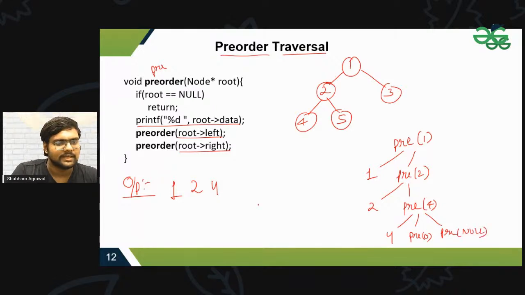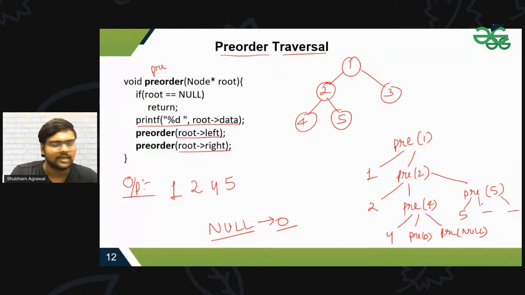And in C, the null value is 0, so you can write 0 instead of null also. When this function call gets completed, we will go to pre of 2, and in pre of 2, pre of left is completed. Now we will do pre-order of the right subtree. So here pre of 5 will be called, and 5 will be printed, and then the call for null will happen. It will do nothing and just return.